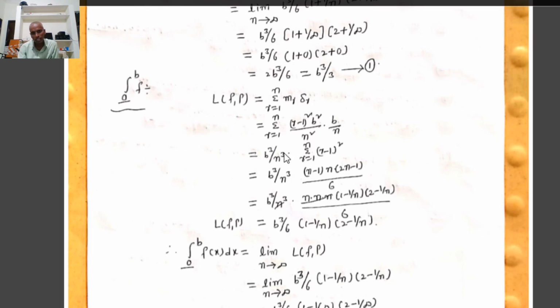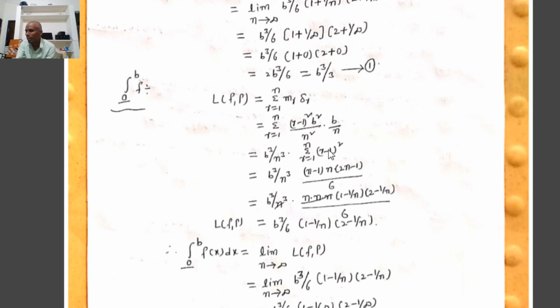Already we know that summation n square equals n into n plus 1 into 2n plus 1 by 6, where we substitute n equal to n minus 1: n minus 1 into n minus 1 plus 1, which is n, next 2 into n minus 1 plus 1, which equals 2n minus 1. Therefore summation r equal to 1 to n of (r minus 1) whole square equals n minus 1 into n into 2n minus 1 by 6.